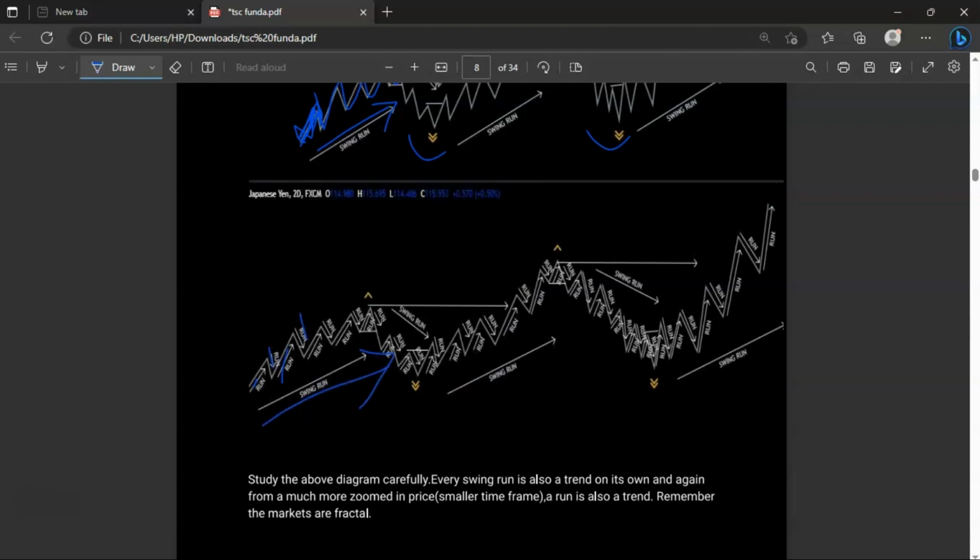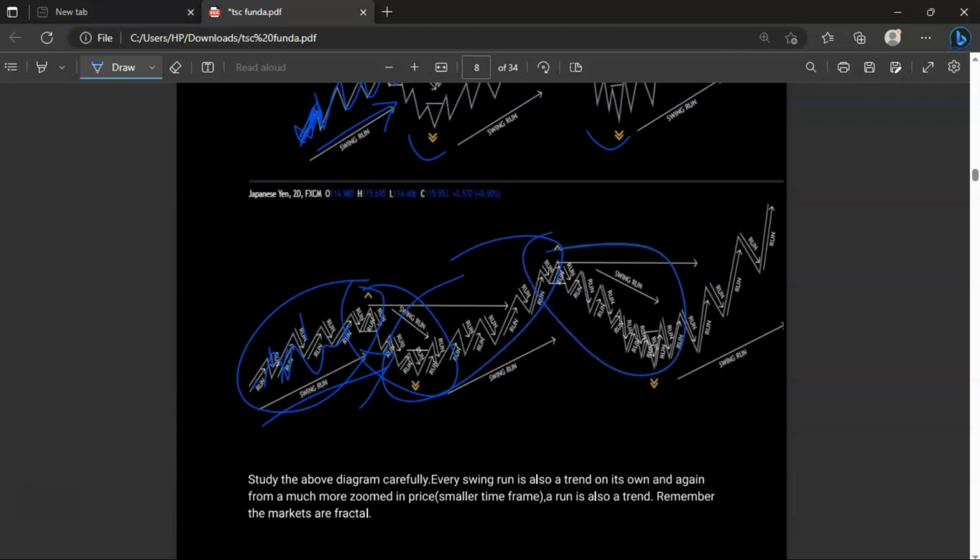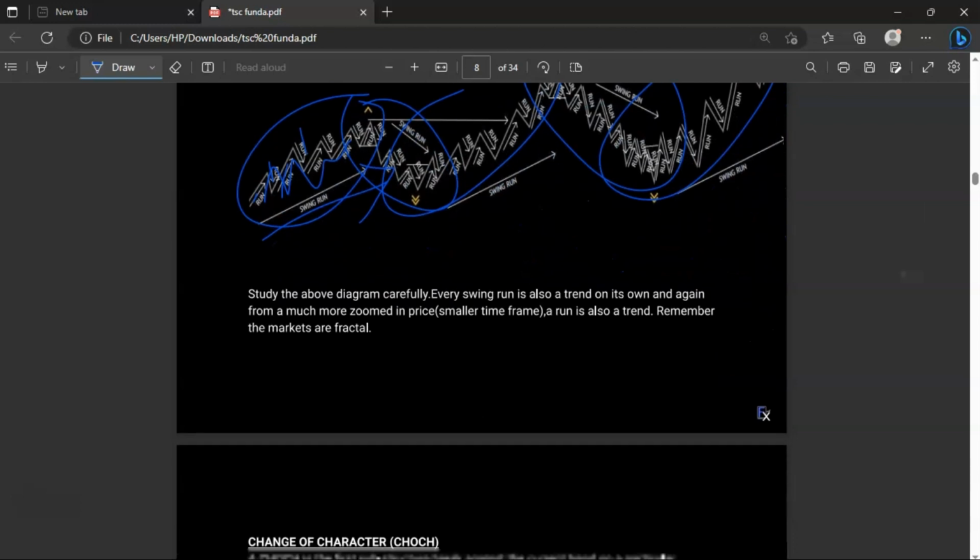This swing run makes up a series of runs, making this a trend in itself, making this a trend in itself, making this a trend in itself, and like so. Don't beat yourself up. If this concept is very complicated, allow it to digest, give it some time, and inshallah you're going to understand what we're saying.